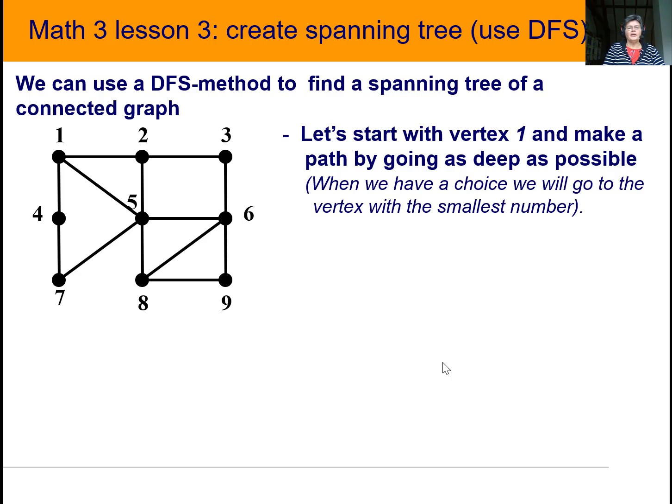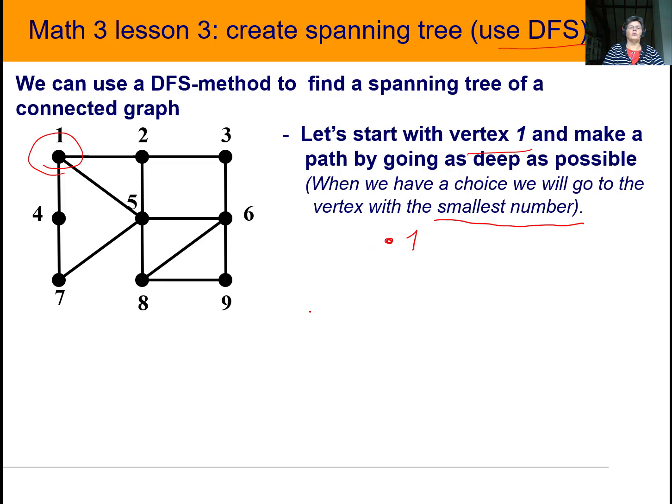How to make a spanning tree? Well, we can use the depth-first and the breadth-first algorithms we discussed in the previous lesson. Let's start by using the depth-first algorithm. We have to start somewhere, and they suggest we start at vertex 1. Since it's depth-first, we go as deep as possible, so we don't go back until we have to. And when we have a choice, they suggest choosing the one with the smallest number.